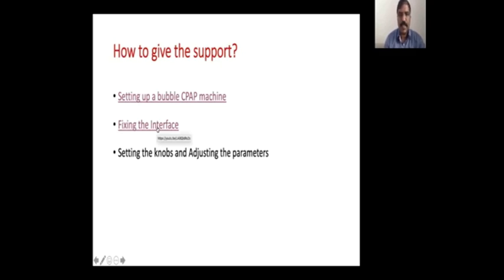Now once the CPAP is there, you need to connect an interface, and let's look at how to connect an interface on the baby in another video.